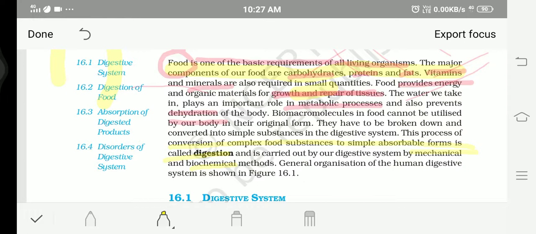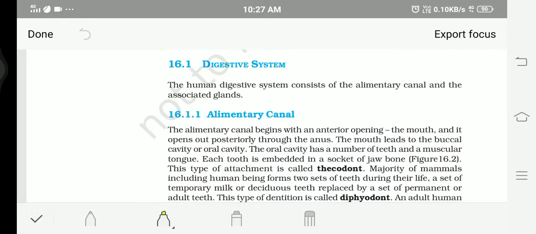Let us study the human digestive system. The digestive system consists of two components. One is the alimentary canal, another is the associated glands.